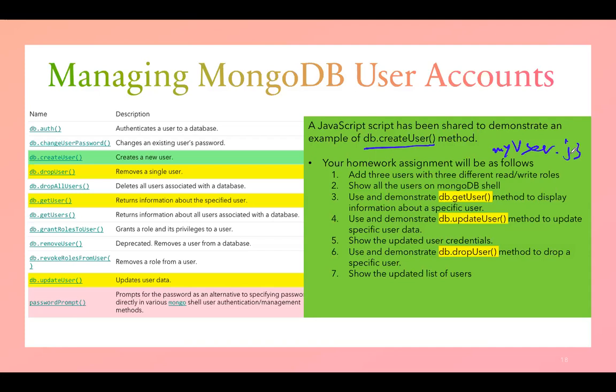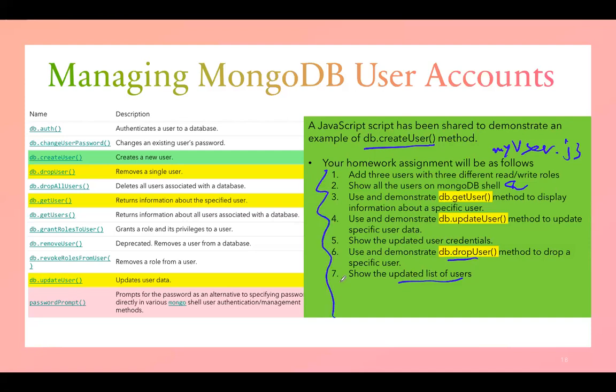So your homework assignment could be as follows, right? Add 3 users with 3 different read-write roles. Show all the users on the MongoDB shell. Use and demonstrate db.getUser, that means after adding 3 users, you can just print the existing users. Use and demonstrate the updateUser method to update any specific user, for example, the role of a specific user has to be changed. Show the updated user credentials. If you want to do dropUser, you can do this and show the updated list of users after dropping that user.